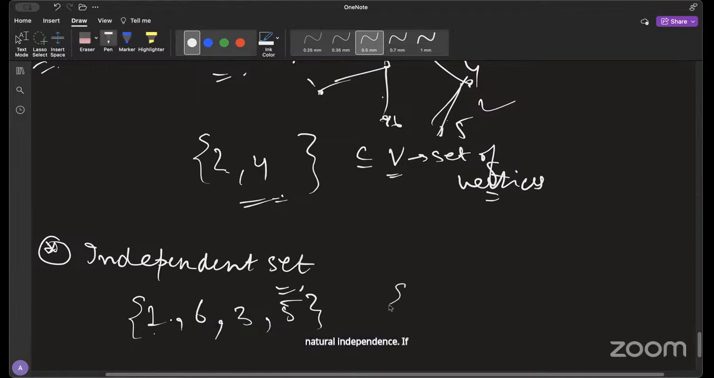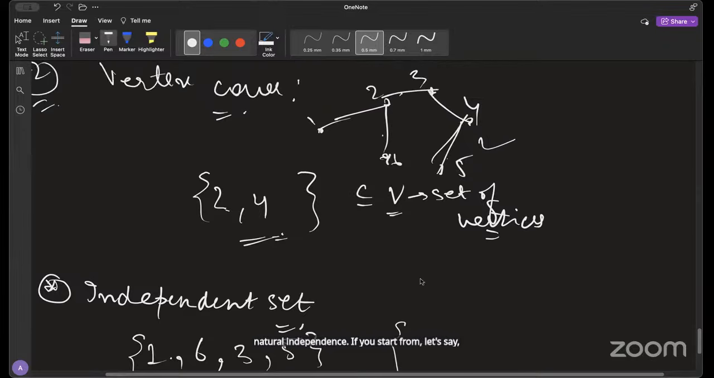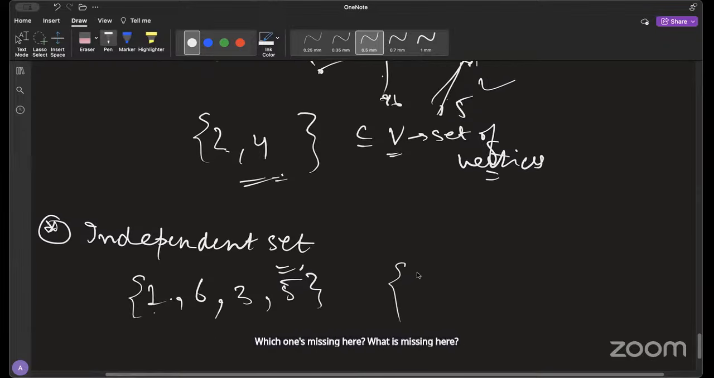If you start from, let's say, which one's missing here? 4 is missing here. Can you explain the independent set once again?